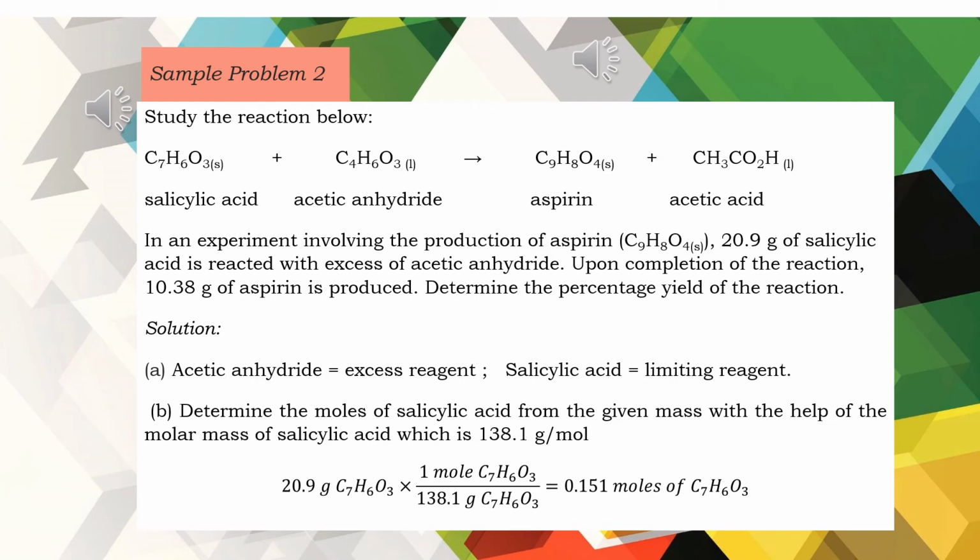Our solution is, since acetic anhydride is in excess in the reaction, therefore salicylic acid is the limiting reagent. Our goal is to determine the theoretical yield of the reaction, but before that, we must start from the given mass of salicylic acid. We need to determine the moles of salicylic acid from the given mass with the help of the molar mass of salicylic acid, which is 138.1 grams per mole. So 20.9 grams of salicylic acid divided by its molar mass will give you 0.151 moles of salicylic acid.